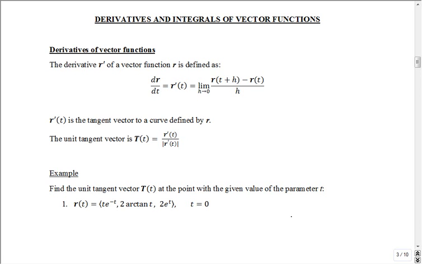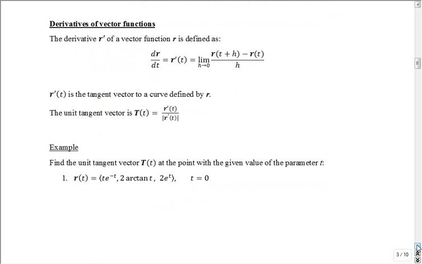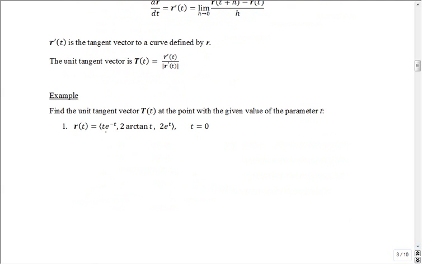So let's do an example. Find the unit tangent vector T of t at the point with the given value of the parameter t. So you have r of t and at t equals 0. So we have a number of steps. What we first need to find is r prime of t. So let's do that. And I chose this example especially because you have to use the product rule. So I wanted to start introducing that to you or reminding you of that because it's coming, okay? So let's start.